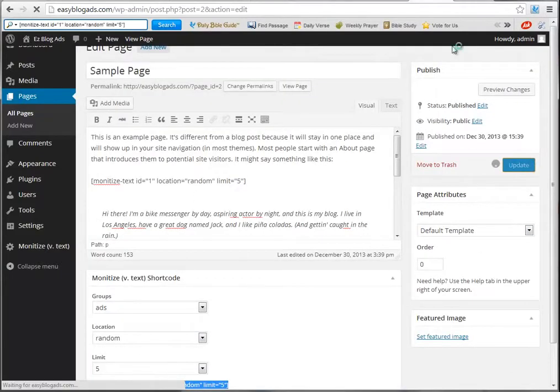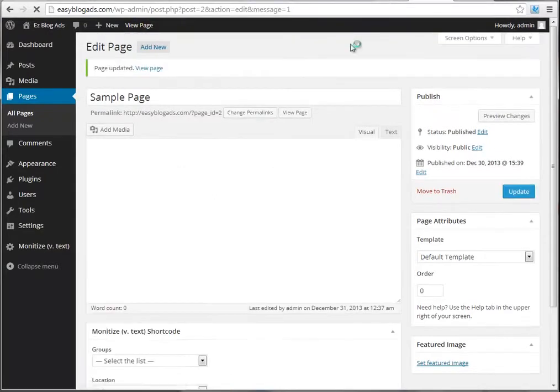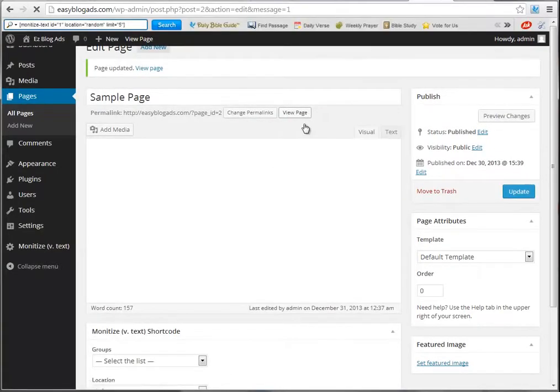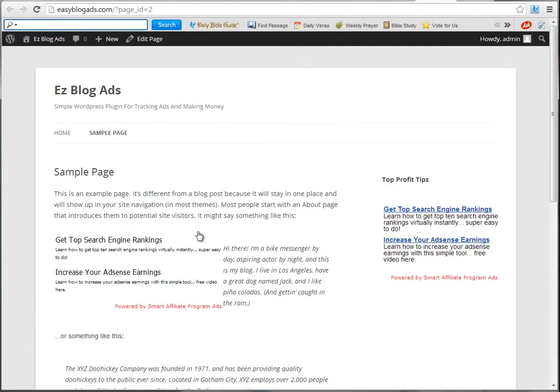We hit Update, and you'll notice, once we reload the page here, that our ads are now showing within the content. Notice how that looks like part of the content, right? So these people are actually going to see this as part of the content, and since we have it rotating the different spot, it'll show up over here, and you'll notice that it works really, really well.